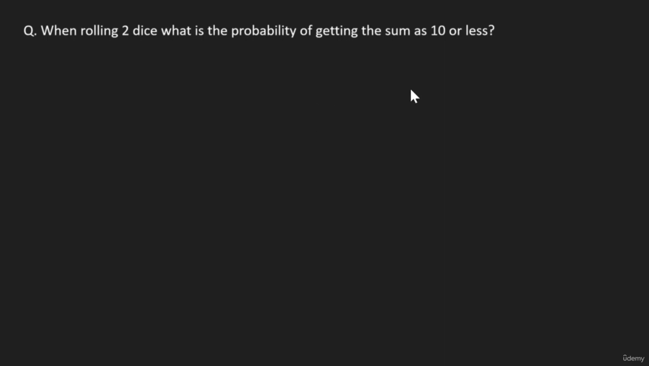Let's do this question. When rolling 2 dice, what is the probability of getting the sum as 10 or less? Pause the video, give it a try, and then let's do it together. Alright, we are back. I hope you have given it a try.